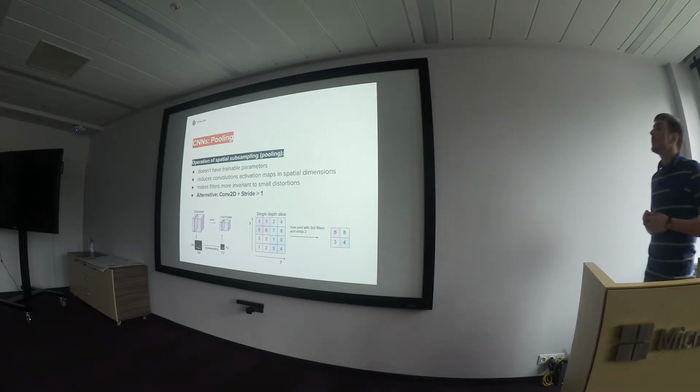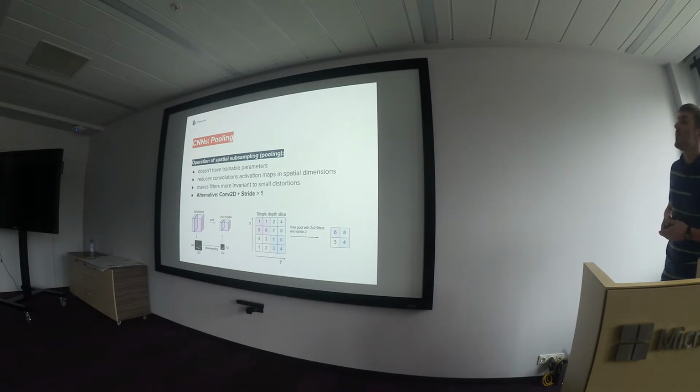Okay, the next operation is called spatial subsampling, or just pooling. It is the second main building block for convolutional neural networks, and the good news is that it doesn't have any trainable parameters. What it really does is reduce convolution activation maps in the spatial dimension. You have the same number of channels, but your activation maps become smaller in the spatial dimensions.